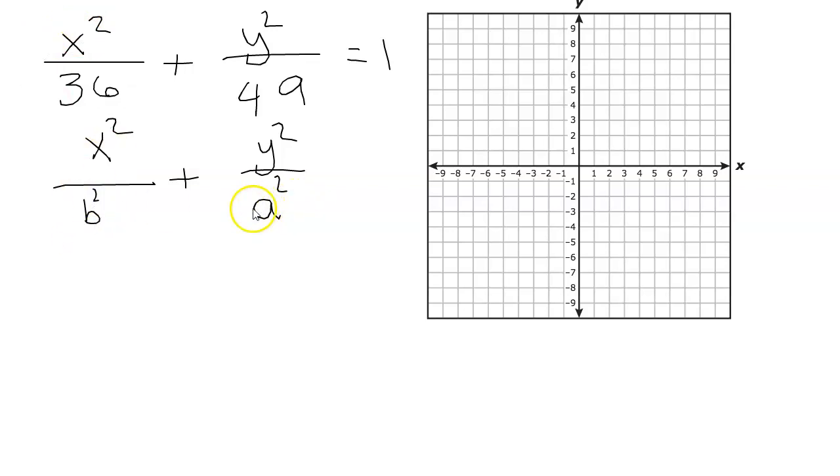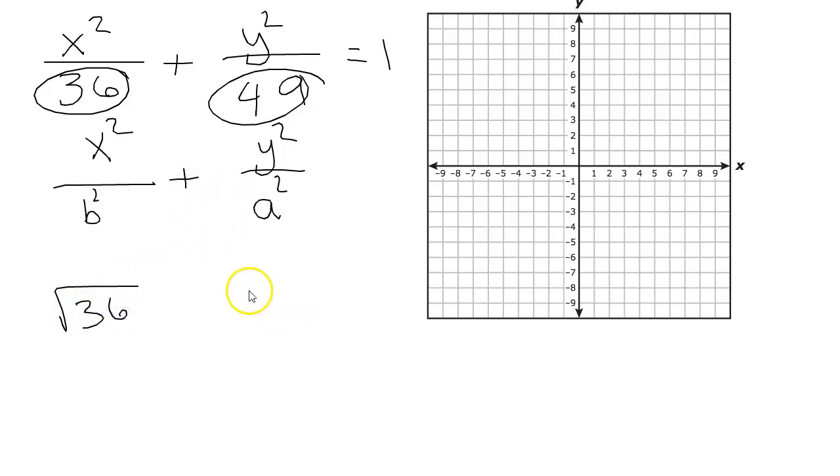And that's important because the way we got this number 49 is we squared something. So if we squared something to get to 49, we need to undo that by square rooting. So we need to square root each of these numbers, and that will tell us the vertex value and the co-vertex value. So square root of 36 is 6, square root of 49 is 7.